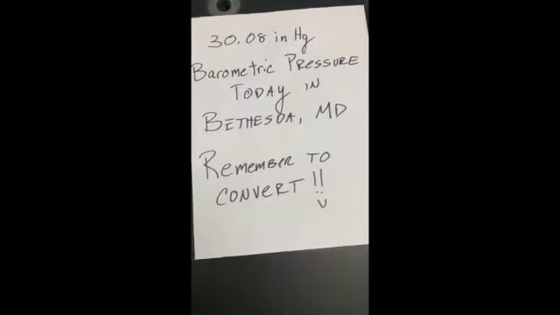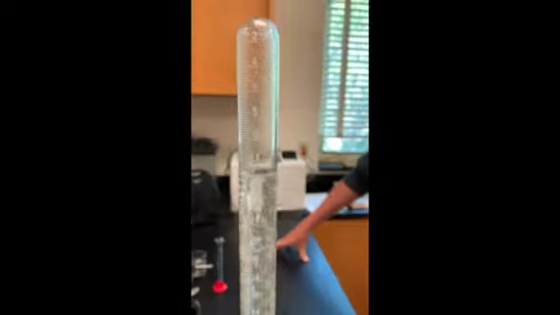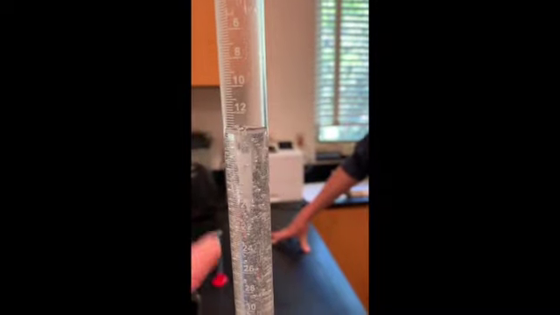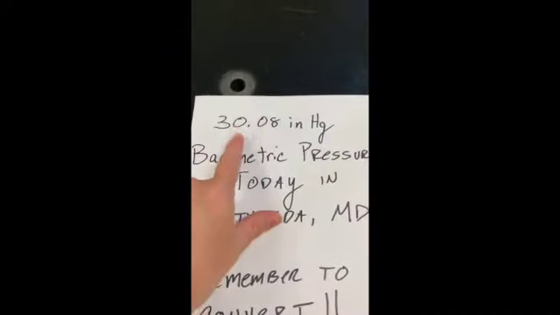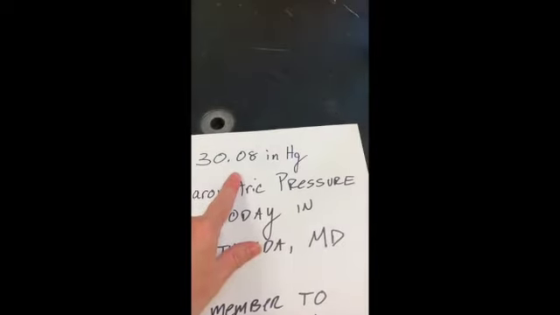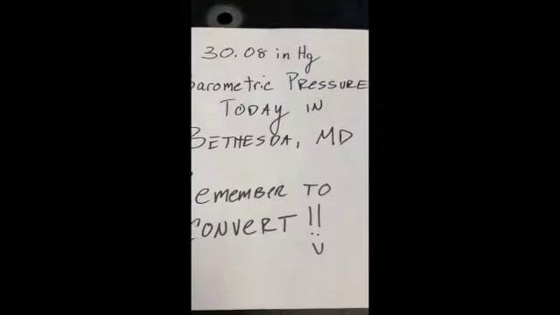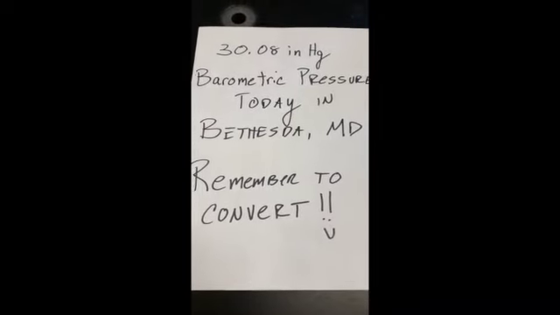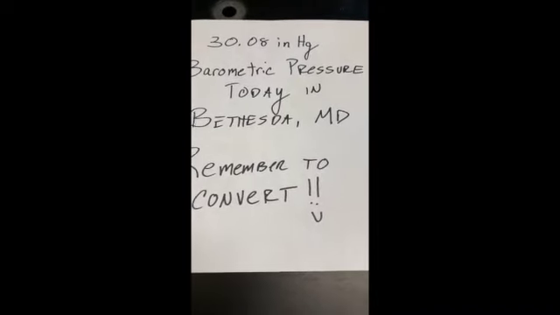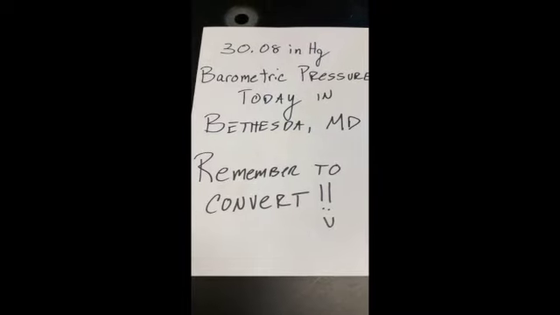Also, please remember, we are collecting this gas over water. So the pressure in there, that 30.08, is the water vapor and the gas we care about. So you need to look up what the water vapor pressure will be at our specific temperature and subtract that from the barometric pressure.